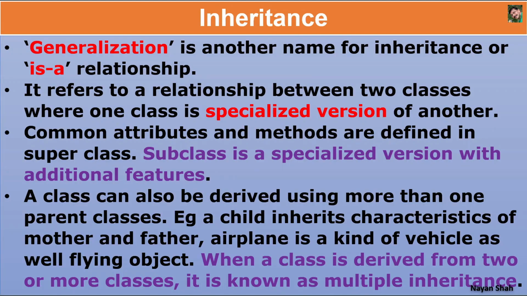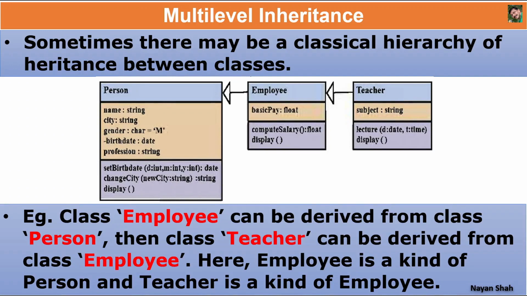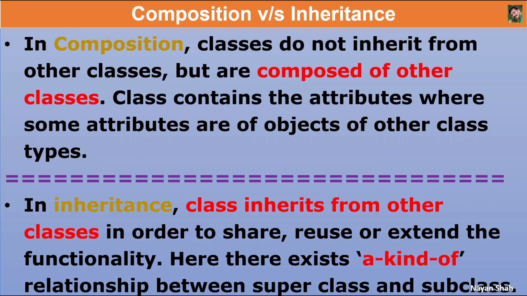And generalization is another name for inheritance. It's a specialized version of an existing class. Multi-level inheritance, as you can see, the teacher class is inherited from the employee class and the employee class is inherited from the person class. And then last we saw the difference between composition and inheritance.